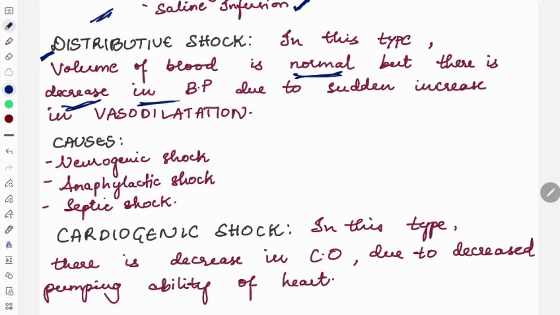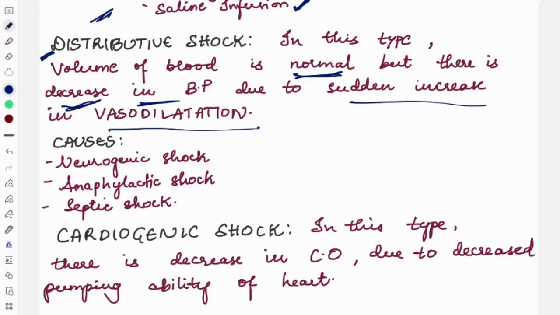Okay, decrease in BP is common in both the things, but here the cause of low BP is sudden increase in vasodilatation. So vasodilatation means dilatation of blood vessels. So whenever there is increase in the vasodilatation in the body, that will lead to low BP. We all know why vasodilatation causes low BP, right? So because of vasodilatation, there is this type of shock. Okay, that is distributive shock.